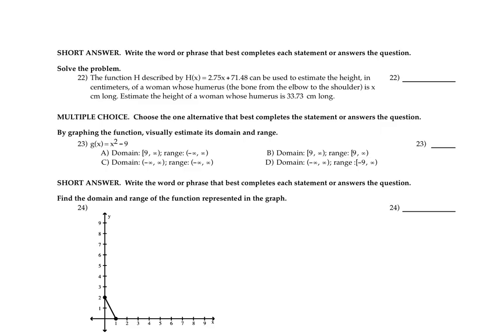So this would be trying to approximate somebody's height based on the length of their humerus, kind of another science type function or equation. So if I knew somebody's humerus, which is the bone from the elbow to the shoulder, then I can use that to estimate the height. And so we're going to take the length of the humerus, plug it in for x, and find the height.